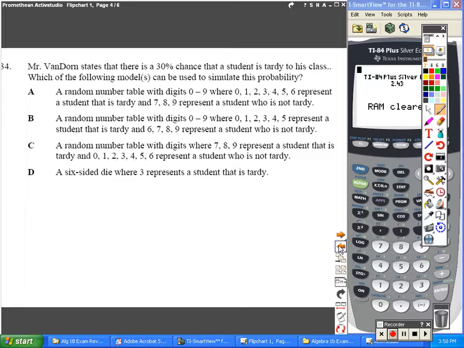Okay, number 34. Good old wily Mr. Van Dorn states that there is a 30% chance that a student is tardy to his class. Which of the following models can be used to simulate this probability?